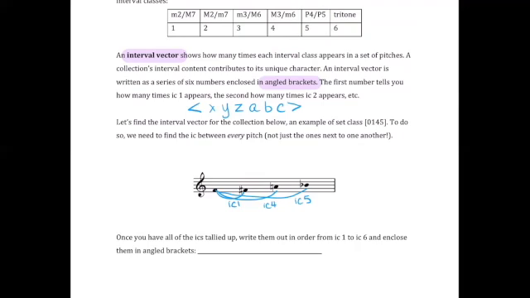Now I've exhausted all of the intervals from the first pitch of the set. Now I'm going to do the same thing from the second pitch. So now we're going F sharp to A. That gives us a minor third. That's IC3.